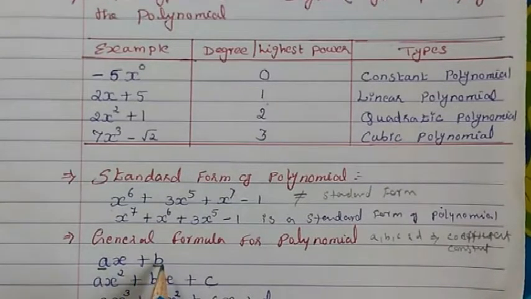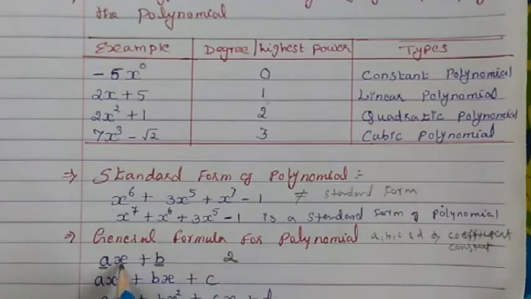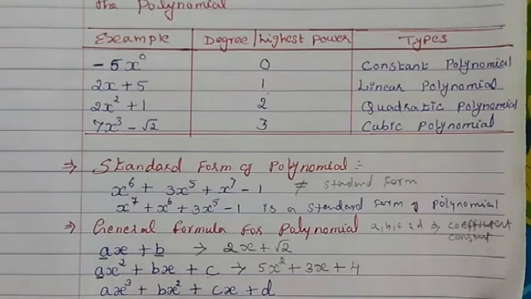So now, this is the general formula: ax plus b. In the place of a and b, there can be any number. So in the place of a you can write any number, x you write as it is, and in the place of b you can write any number. In the same way, in the place of a you can write one number, then x raised to 2, then plus b can be some number, and x, then plus, in the place of c some number you can write down.